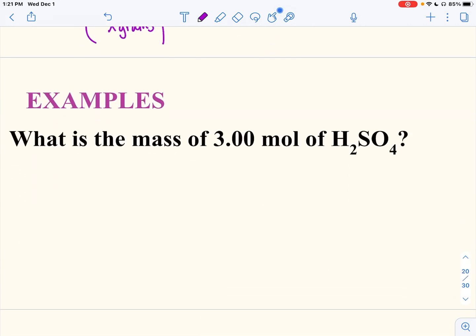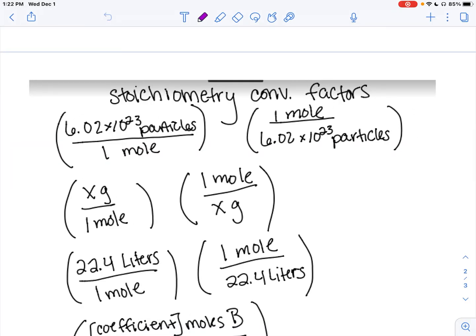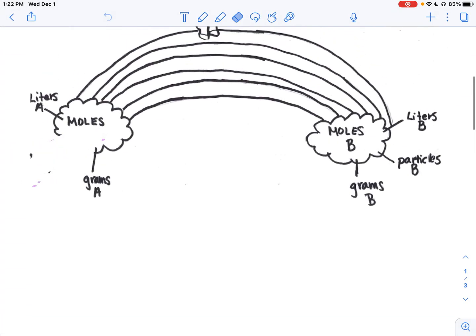So let's do this. We are given 3 moles of H2SO4, and we're looking for mass. Mass is in grams. So anytime you see mass, it's going to be grams. We take our given, put it over 1, and then we go to our unicorn diagram to see how many factors we need. Here we are going from moles to grams. They are connected by this line, so we can just have 2 factors.